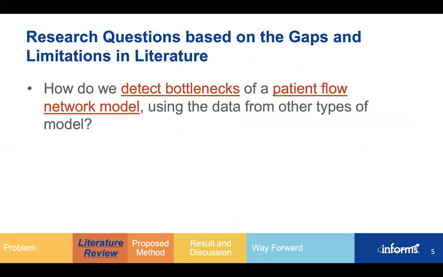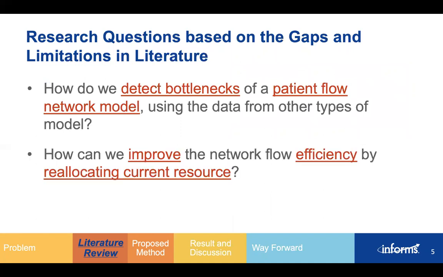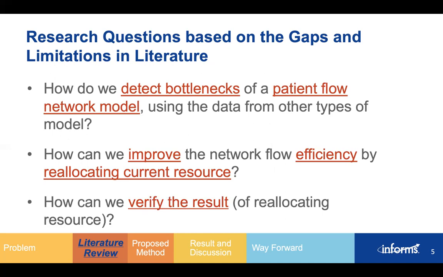First, how do we detect bottlenecks of a patient flow network model using the data from other types of model? Second, how can we improve the network flow efficiency by reallocating current resource? Third, how can we verify the result of reallocating resource?